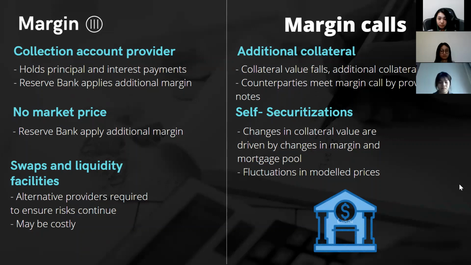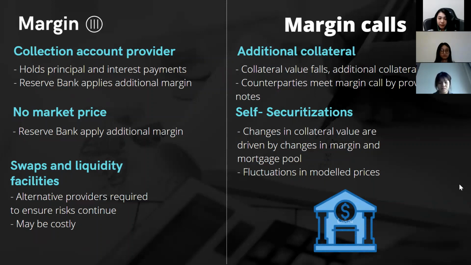Next, for no market price, the Reserve Bank applies an additional margin because it must rely on a model price to value the notes in a self-securitization. As for swaps and liquidity facilities, in the event the counterparty defaults, alternative providers of these facilities would be required to ensure risk continues to be managed in a timely manner, and it may be costly too.